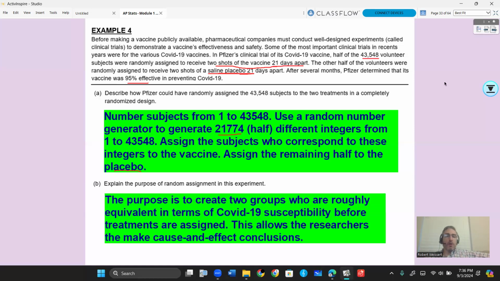So we want to create 2 groups that are roughly equivalent. Again, the most important thing is just 2 equivalent groups in terms of COVID-19 susceptibility before treatments are assigned. This is going to allow the researchers to make cause and effect conclusions. If you don't randomly assign them, you can't do cause and effect. They can be volunteers, but you have to randomly assign.